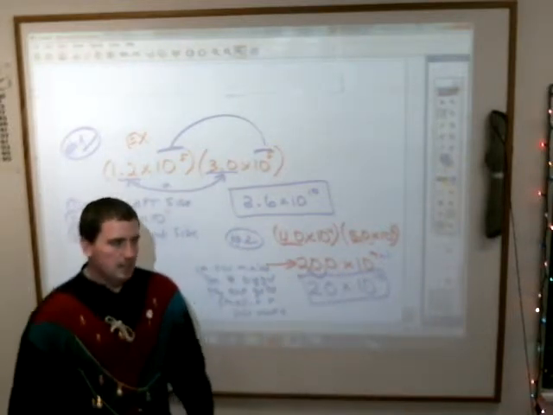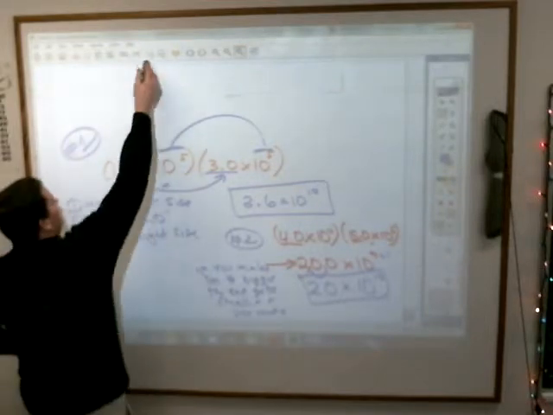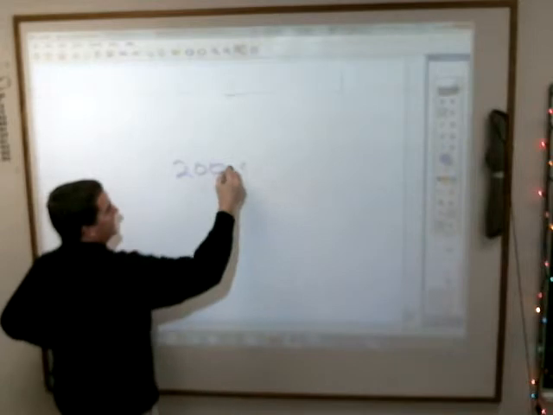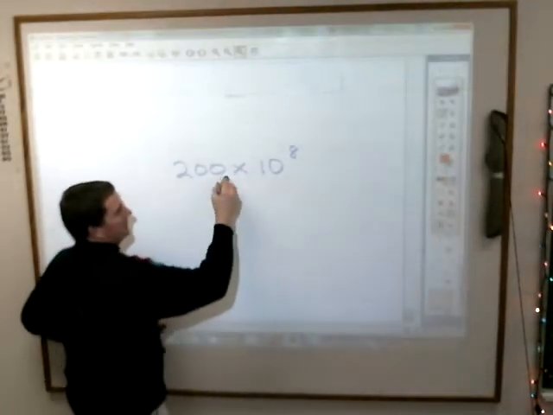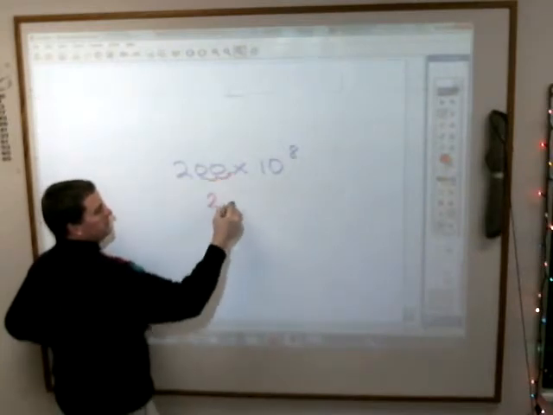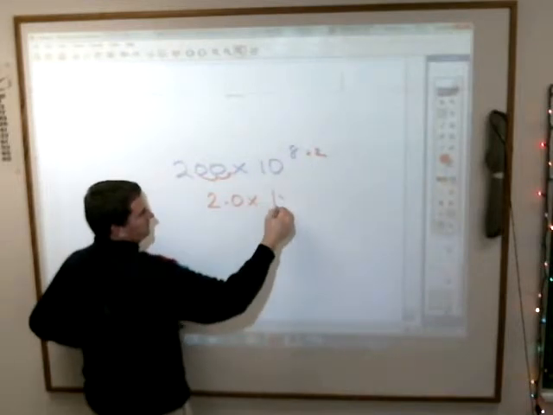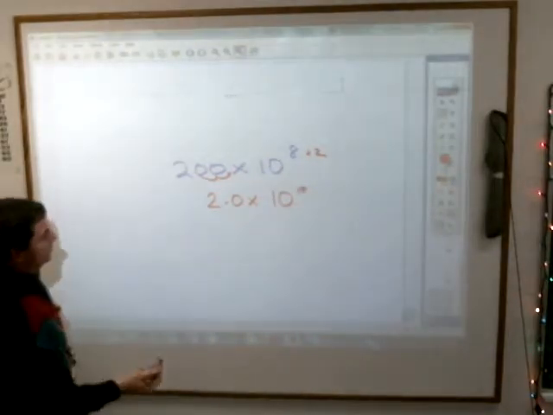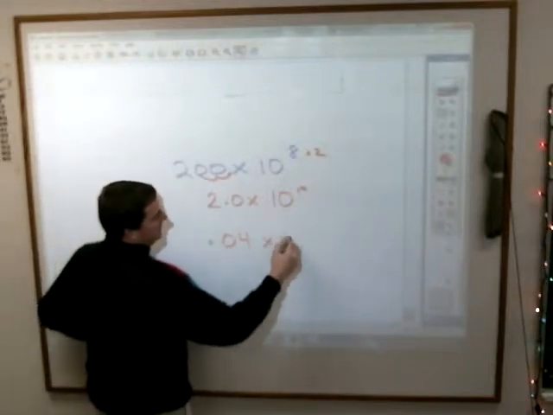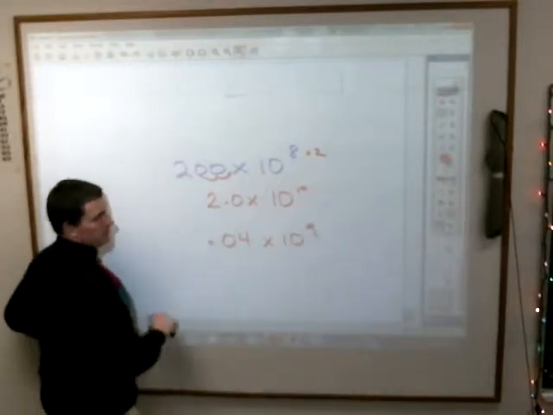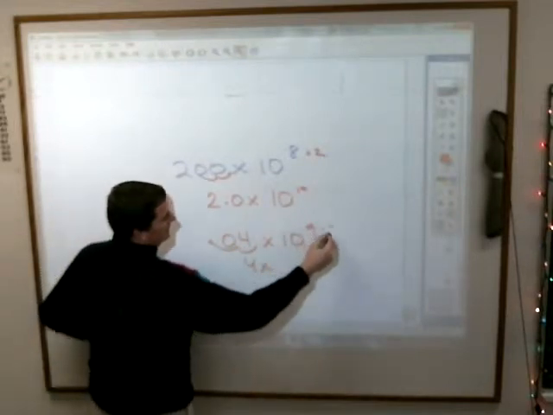So if you have like 200, then would you add minus 2? If you had 200 times 10 to the 8th power, you would have to take the decimal that's right here, make this 2 smaller. You still get 2.0. If you made this 2 smaller, you have to make this 2 bigger. And the other way around, if by some chance you end up with 0.04 times 10 to the 9th power, if I move this 2 places this way and make this 2 bigger, I have to make that 2 smaller.